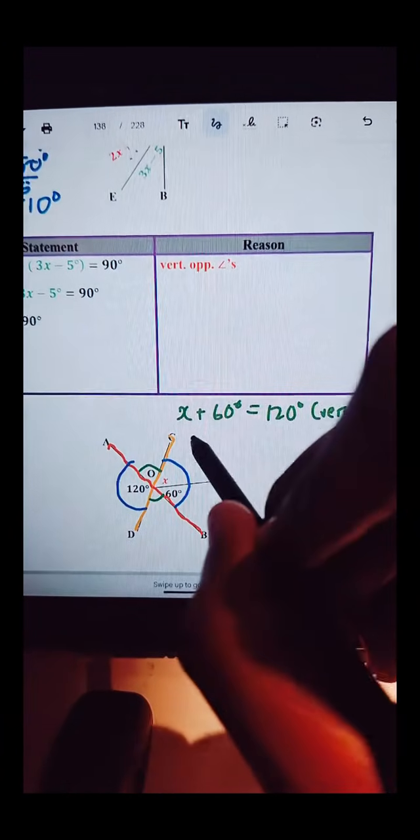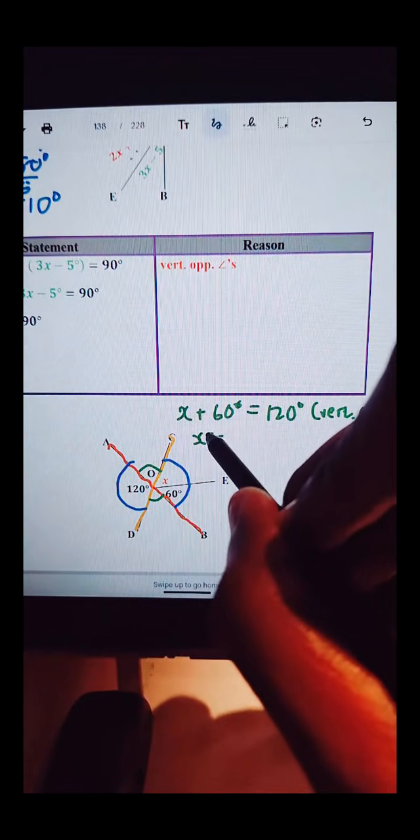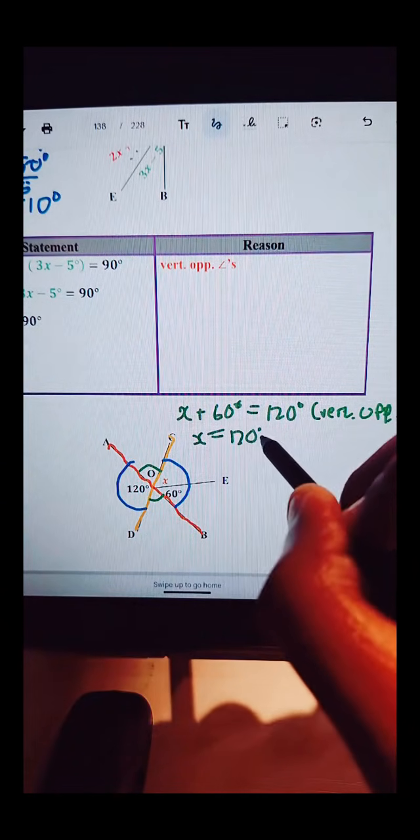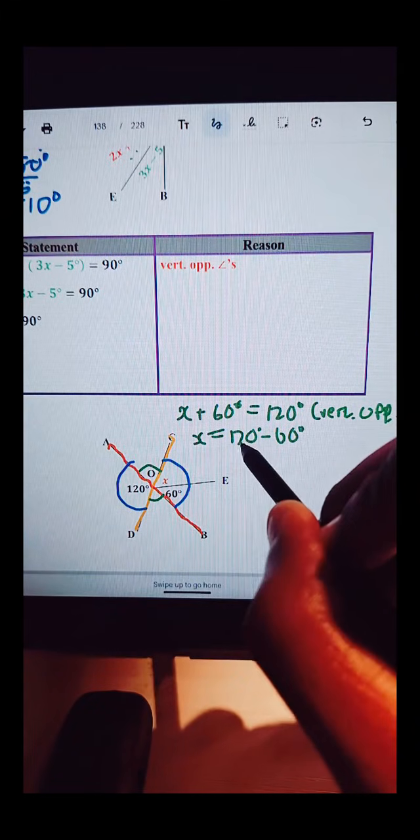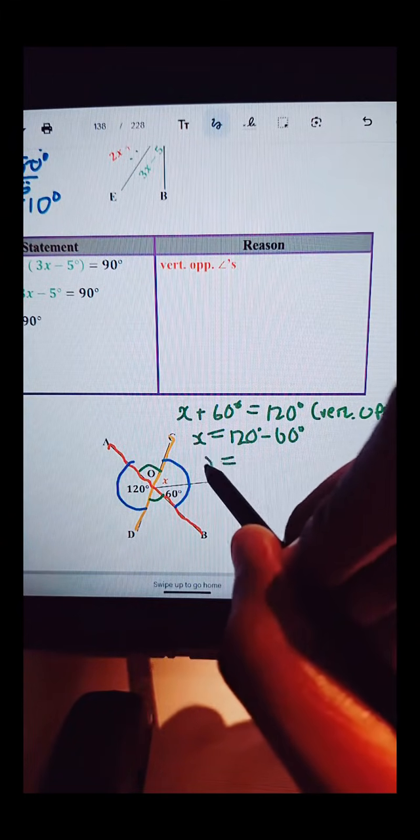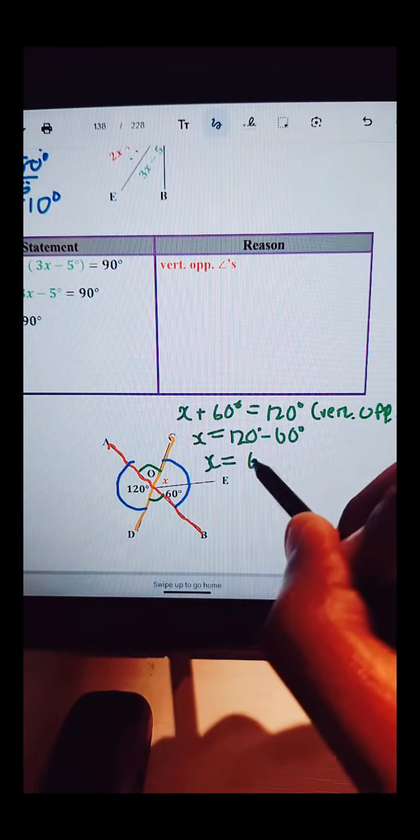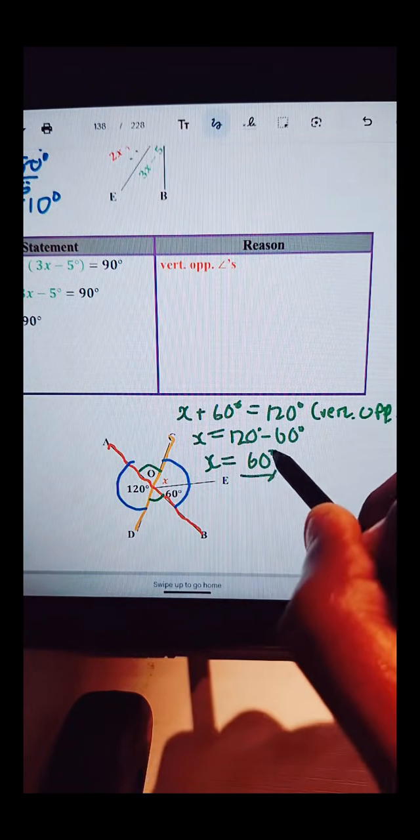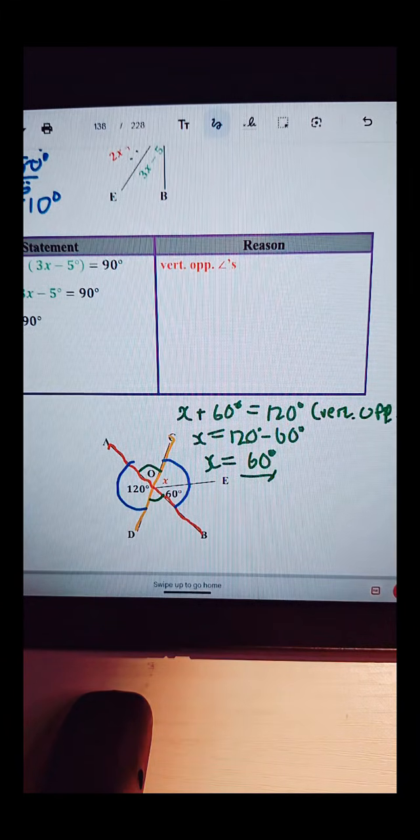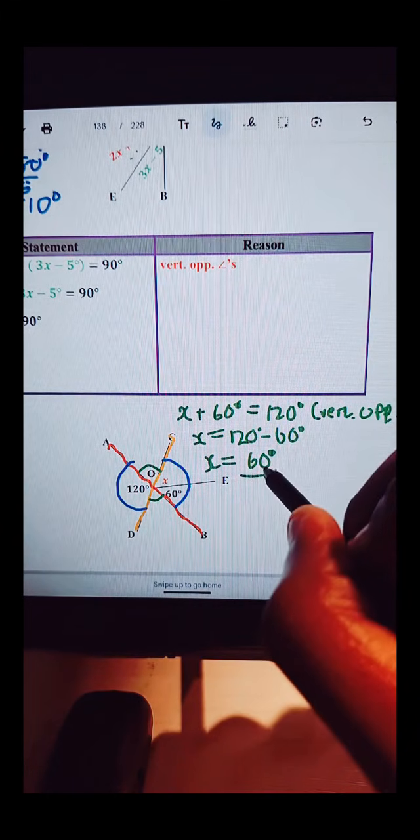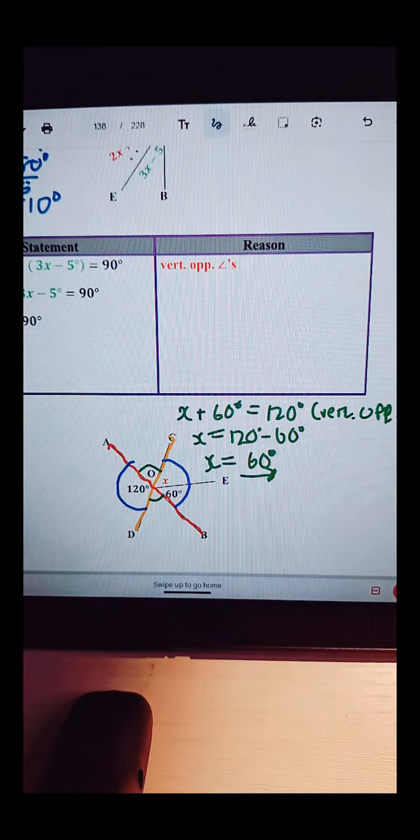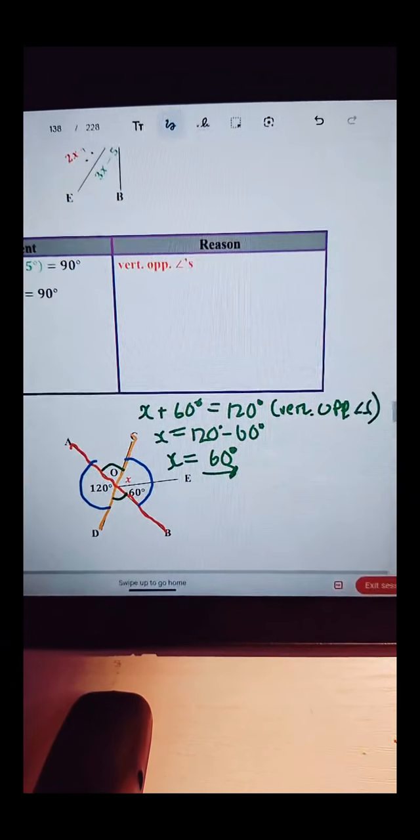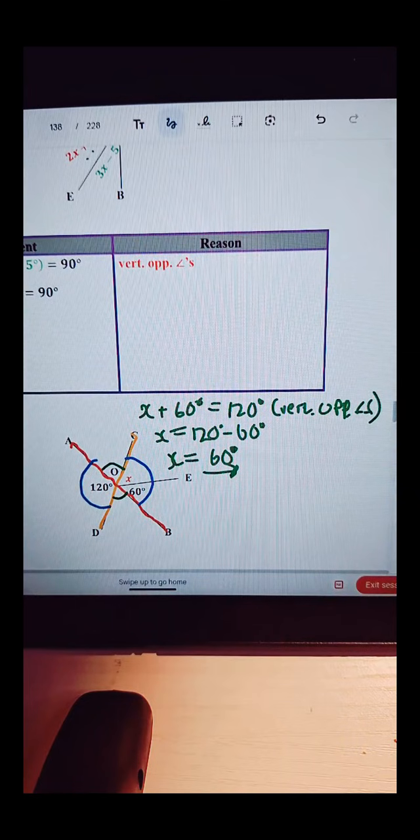Then let's solve for x. x is equal to 120 degrees minus 60. So x is equal to what? 60 degrees. Does that make sense? So that is how basically you would get to your answer. No angles around a point.